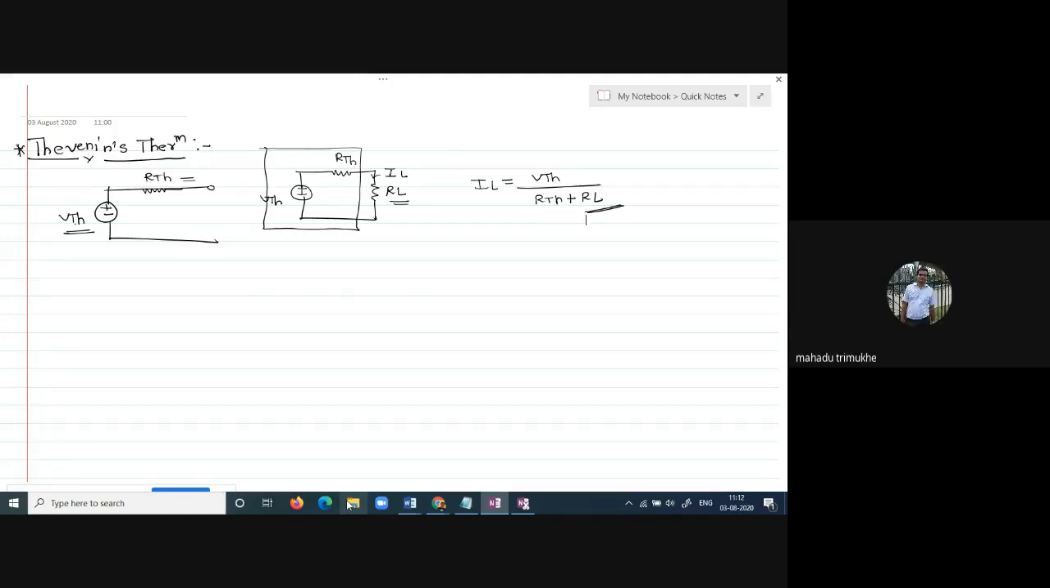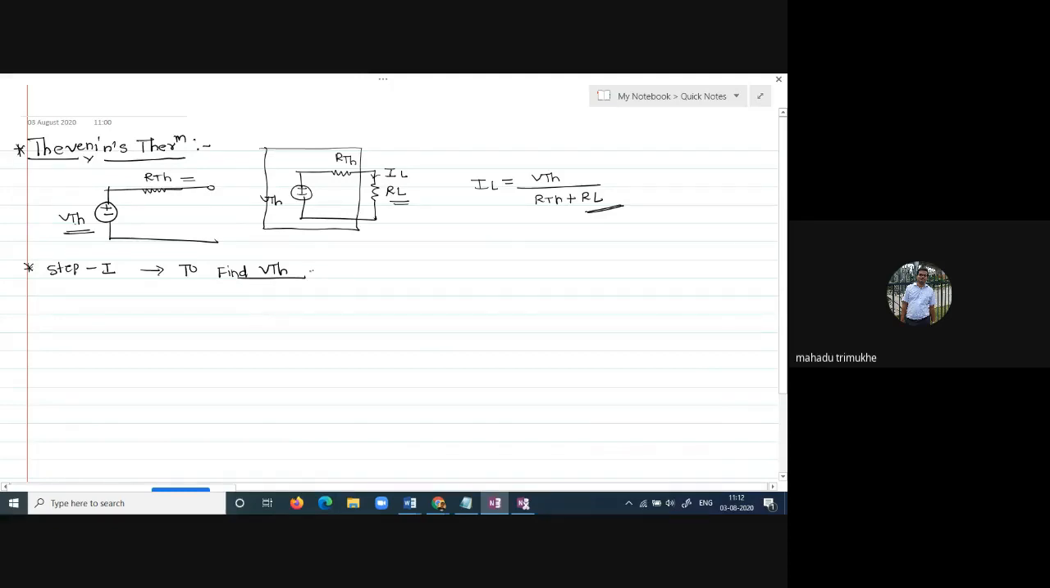Suppose you want to find the current flowing or voltage across RL, at that time we have to apply the Thevenin theorem, right? Step number one is that you always have to find your VTH. Step one for applying the Thevenin theorem is to find VTH.